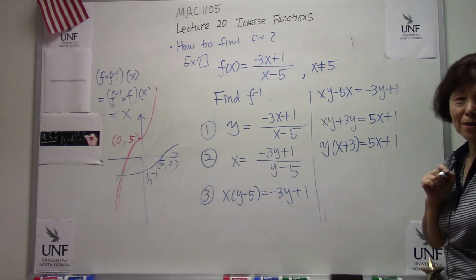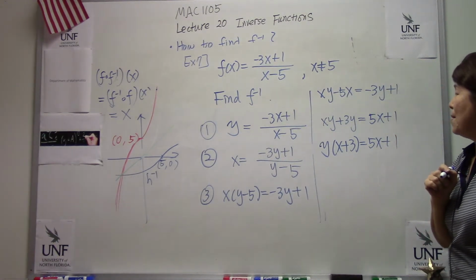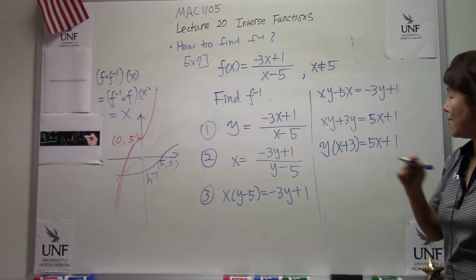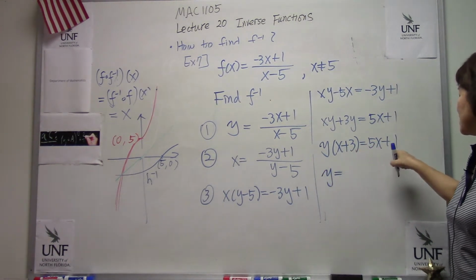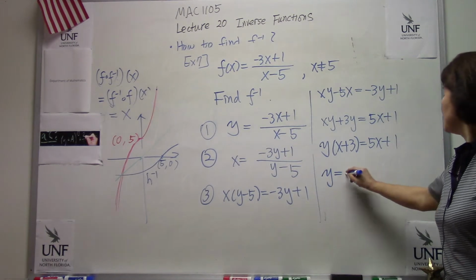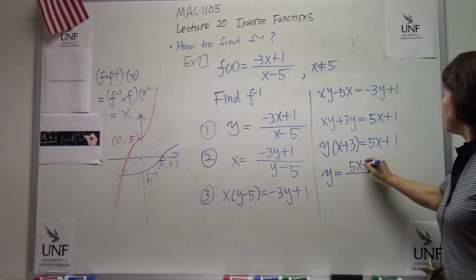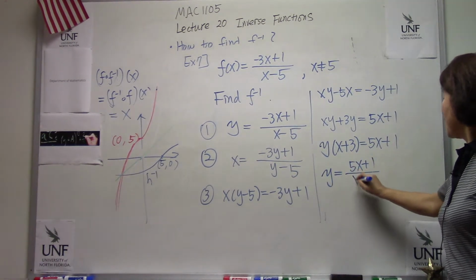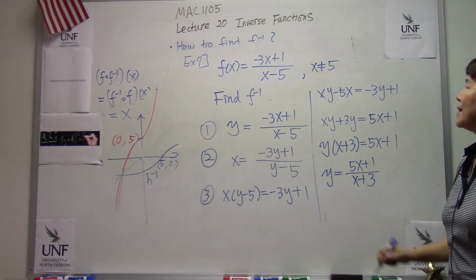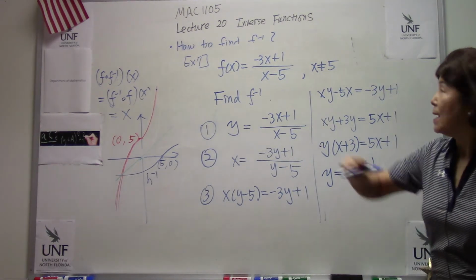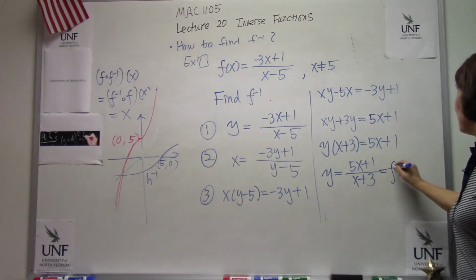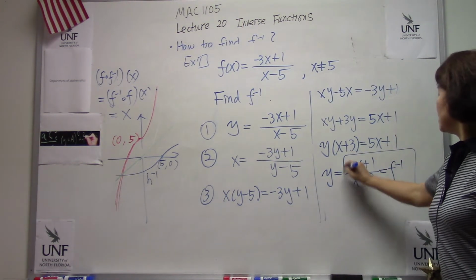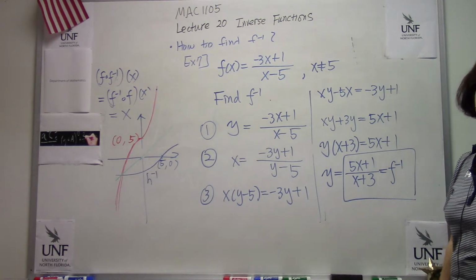We are almost there, right? Okay. Well, our job is leave y by itself, so y equals. Divide both sides by x plus 3, so that gives you 5x plus 1 divided by x plus 3. And then you name it what? Yes, we started with the f, so we are going to call it f inverse. This is what we do.